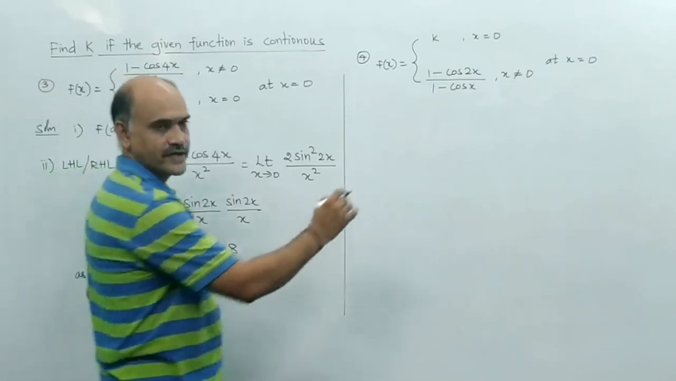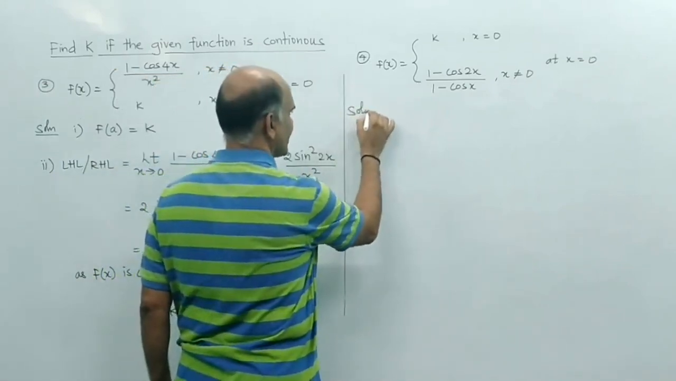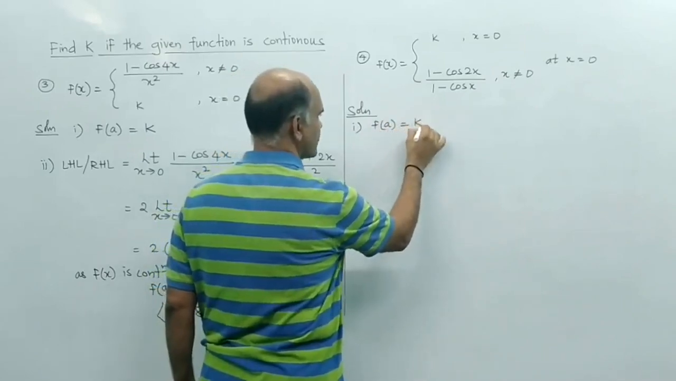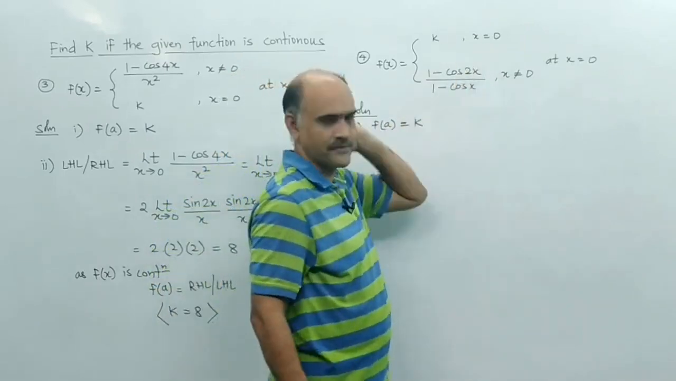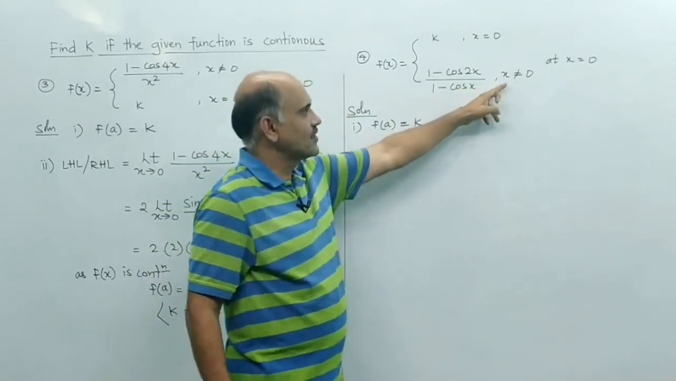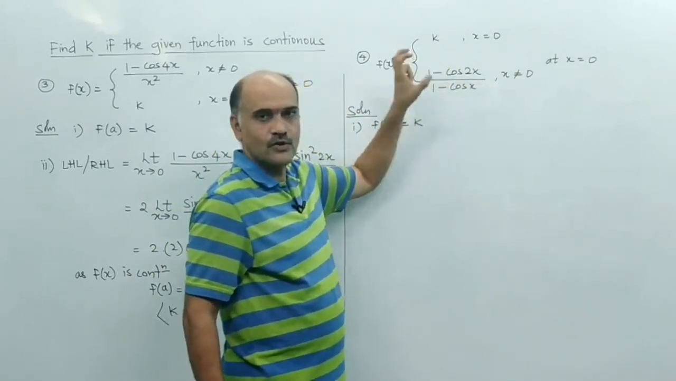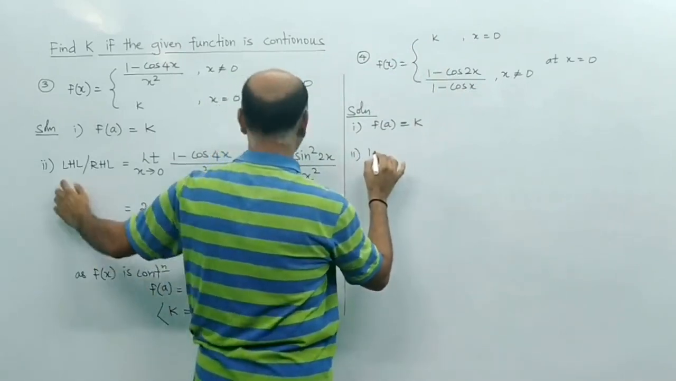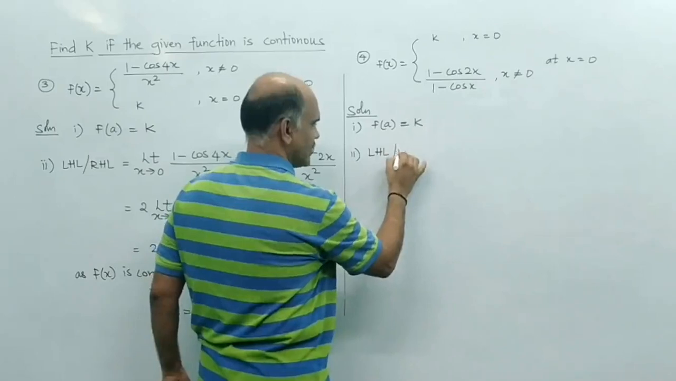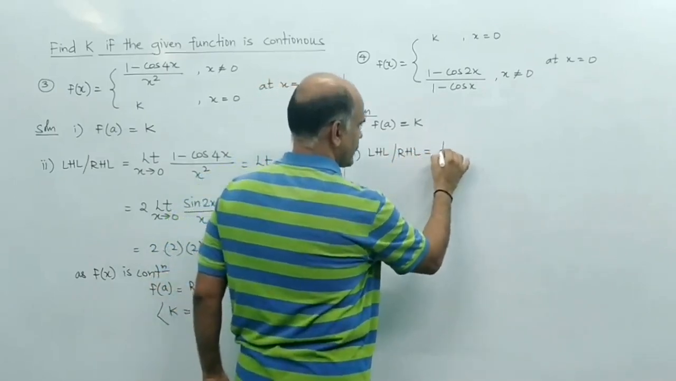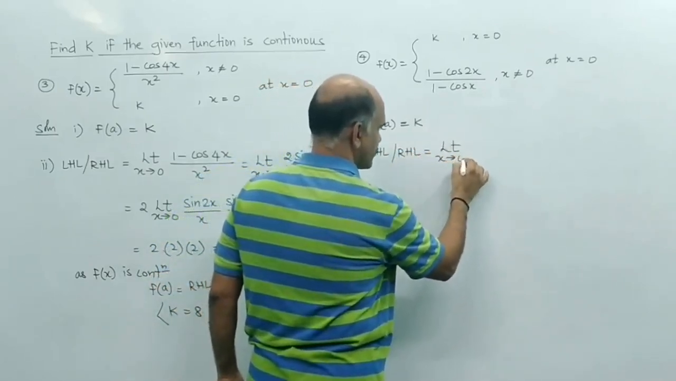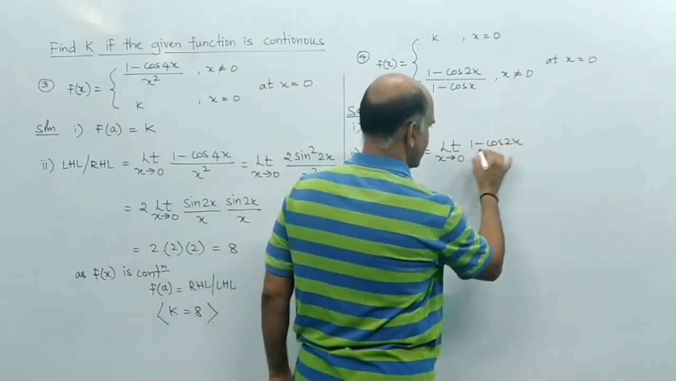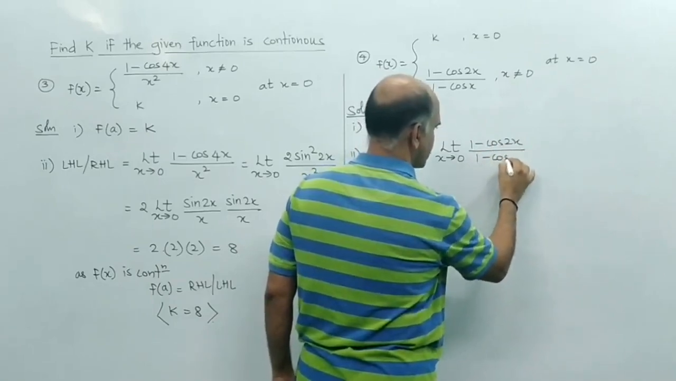Similarly, if we take the fourth one, first directly I will take f of a is k at x equal to 0. When x is not equal to 0, as he has given, I am required to apply the limit over here. So combined, as we have taken here, LHL or RHL is equal to limit x tends to 0, 1 minus cos 2x divided by 1 minus cos x.